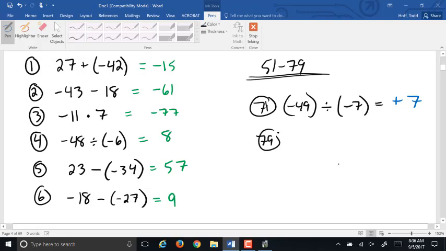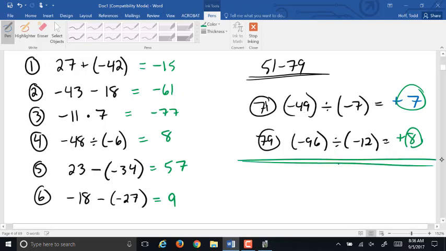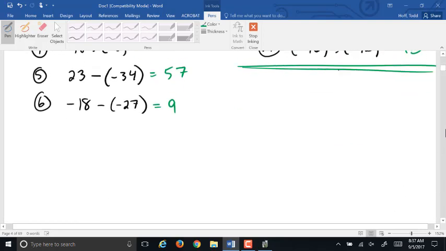It's like 79. Yeah, negative 96 divided by negative 12. Same thing. A negative divided by a negative is going to give us a positive. 96 divided by 12 will be 8. Now, has everybody figured out how to enter negatives in their calculator? Anybody not sure how to do it on a calculator?